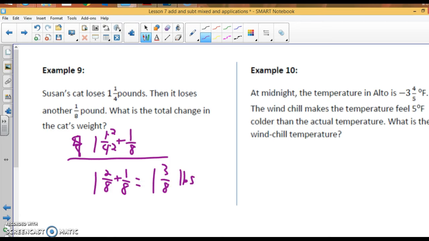At midnight, the temperature in Alto is negative 3 4/5 degrees Fahrenheit. The wind chill makes the temperature feel 5 degrees colder than the actual temperature. What is the wind chill? So it's 5 degrees colder. So negative 3 4/5 plus negative 5. It's 5 degrees colder, or minus 5. Since these are both negatives, we add and keep the sign. So negative 3 4/5 and negative 5 is negative 8 4/5.